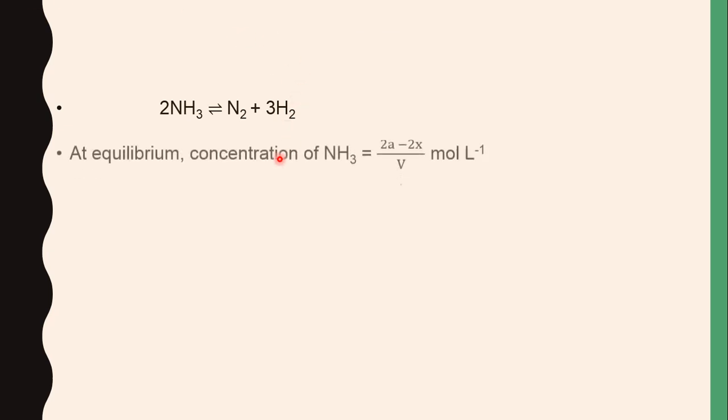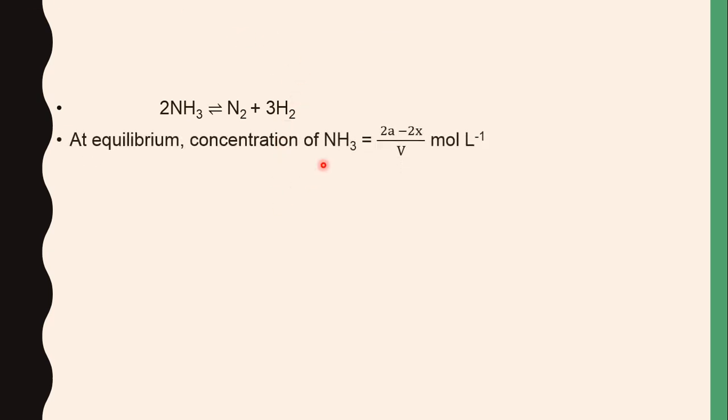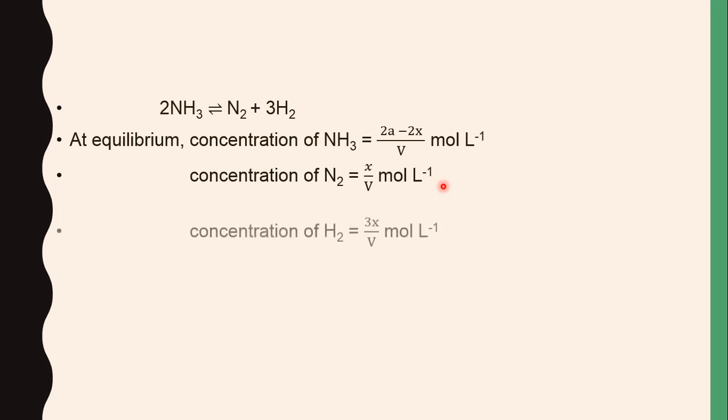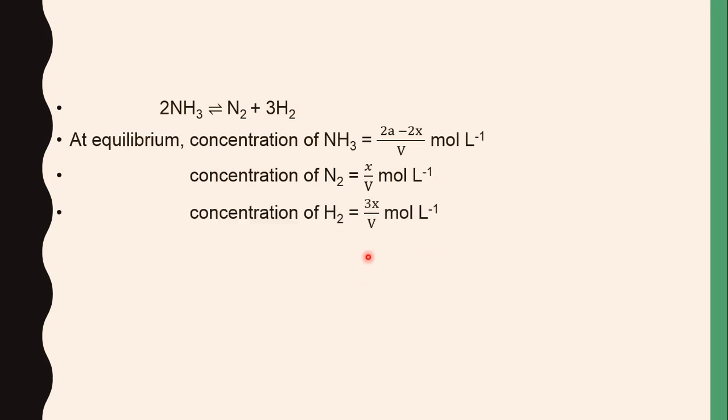Now, at equilibrium, the concentration of ammonia equals (2A minus 2x) divided by V mole per liter, mole number divided by volume. In the same way, the concentration of nitrogen equals x by V mole per liter, and the concentration of hydrogen equals 3x by V mole per liter. You got the concentrations. Now put the values of these concentrations in the equation of Kc.